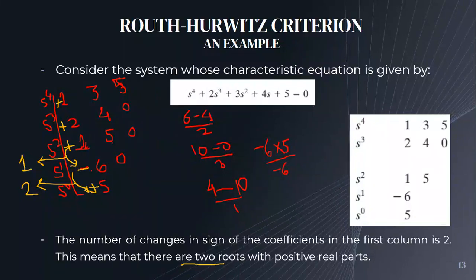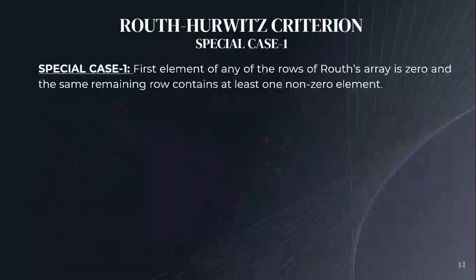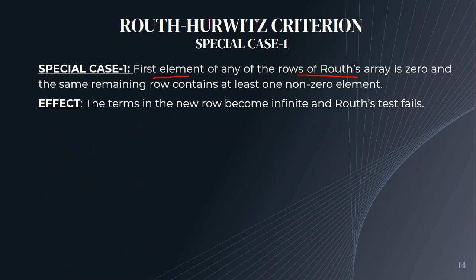Right? Now let's look into some of the special cases of Routh-Hurwitz criteria. The first case is when the first element of any row of the Routh array becomes 0. In such cases, since we have to divide the new row with the first element of the preceding row, the elements of the new row will become infinite, and this particular test fails. So in such cases we have to obtain special solutions.